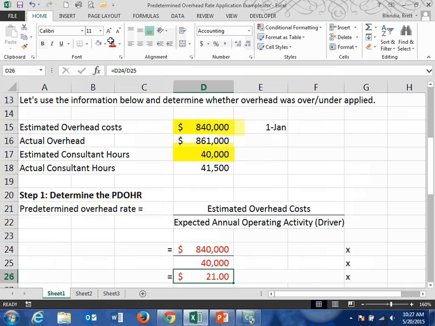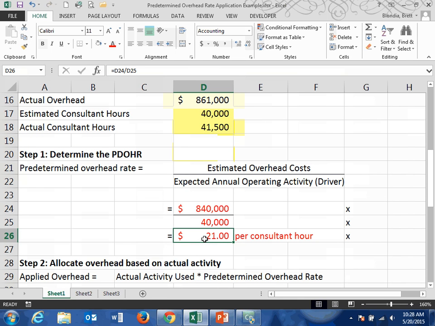Okay? This is the point where you have to tell yourself, what does that $21 mean? Because we divided our costs by an activity driver, and in this case, it's consultant hours, this $21 represents $21 per consultant hour. So now I know that for every job that I do for the rest of the year, I am going to charge $21 per consultant hour. So if I use 1 hour on a job, I charge 21 bucks of overhead, in addition to any materials and labor. But this is how I allocate out my overhead.